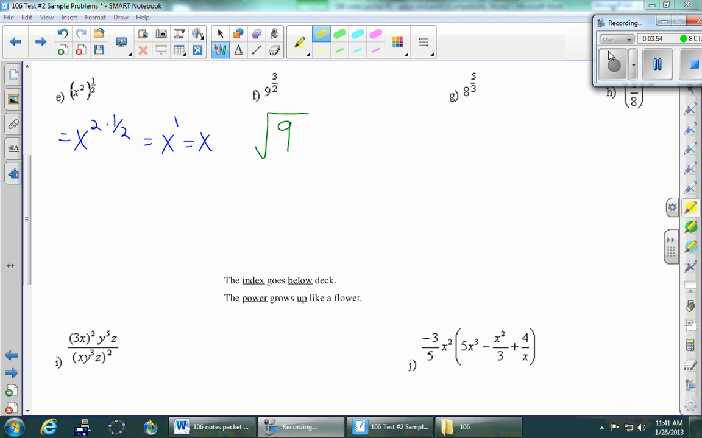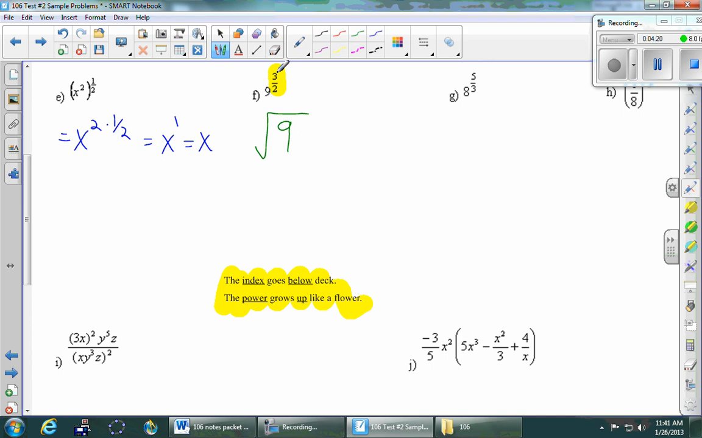So I paused the video there so that I could go back and find the phrases that we were using to try to help us remember where to put the different parts of that fractional power. So the 3 and the 2, one of them is the index, one of them is the power. So I went ahead and grabbed the phrase down below that tells us what to do when dealing with a fraction power. It says the index goes below deck.